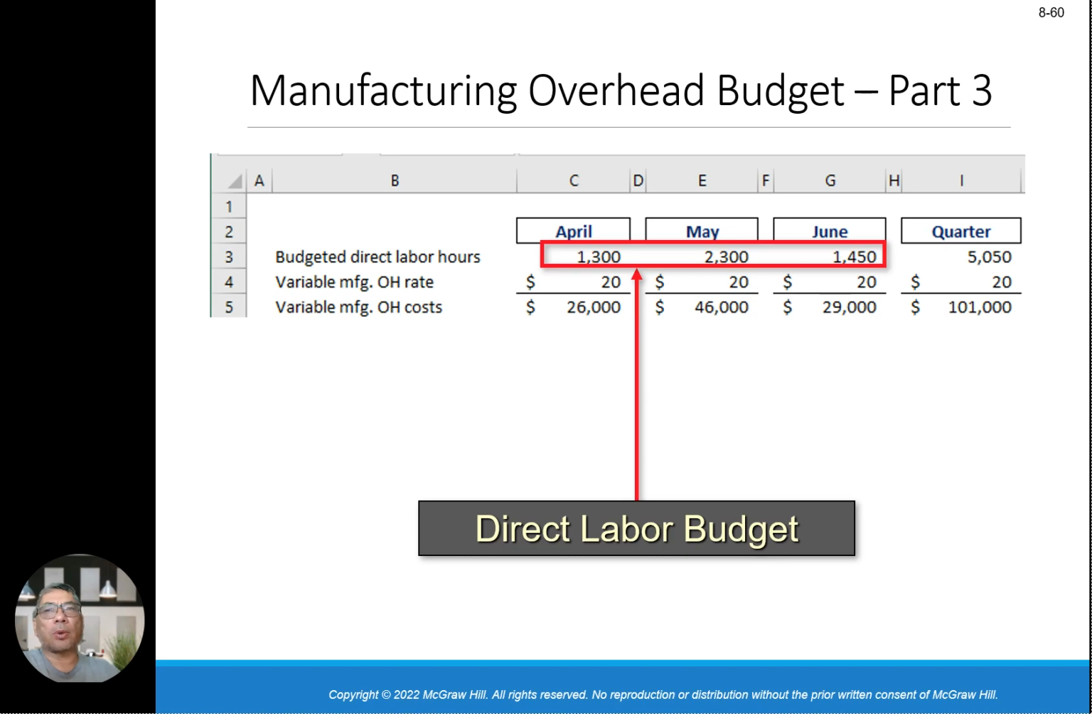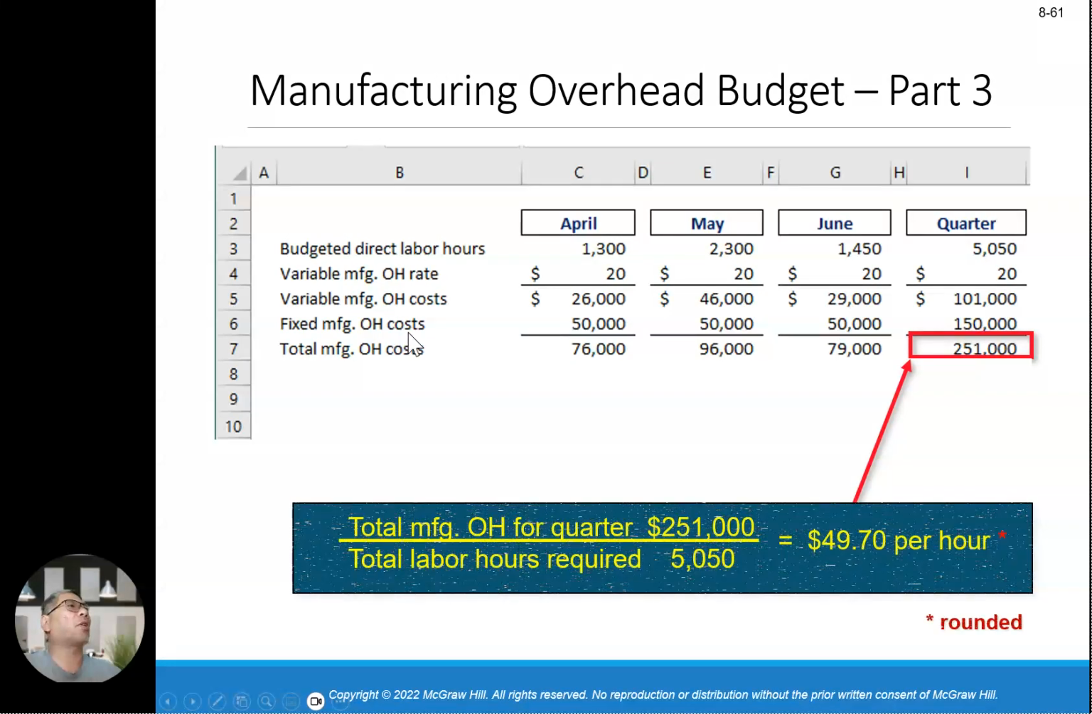When you do the direct labor cost, you're going to calculate the fixed manufacturing overhead. 50,000 here, 50,000 here, 50,000. You get 150,000. The total per quarter is 251,000, and then you're going to divide by how much? 5,050. Where does that come from? 5,050 is the quarter here. You're going to add all of them up. Where do you get this number from? Here, 101,000 plus 150,000, you get 251,000. You get $49.70 per hour. It is rounded there.